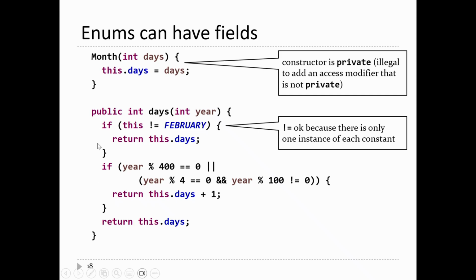And yes, you could write this method in a different way. Right? But you have to account for the leap year in some way. Right? So it's just a regular class. Right? It can have fields, it can have methods. The only thing you have to remember is that the constructor is private.